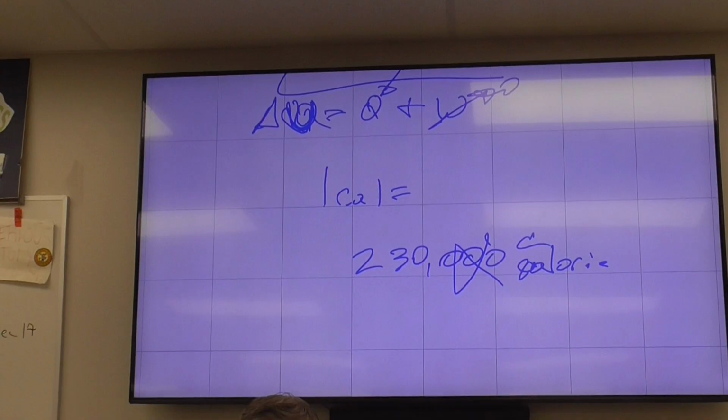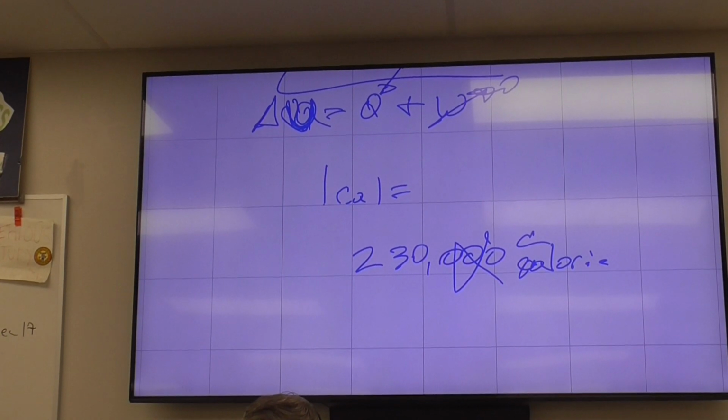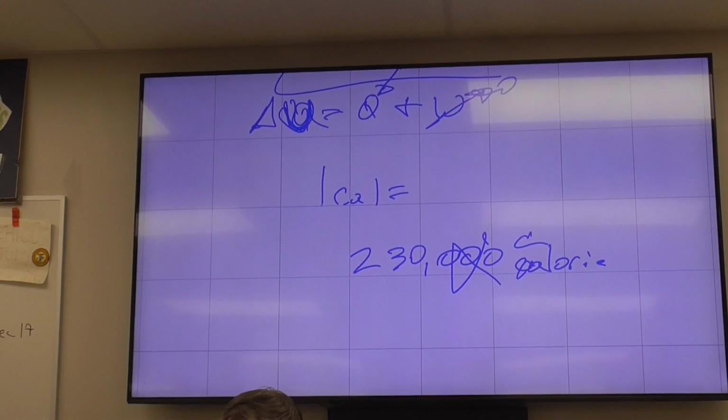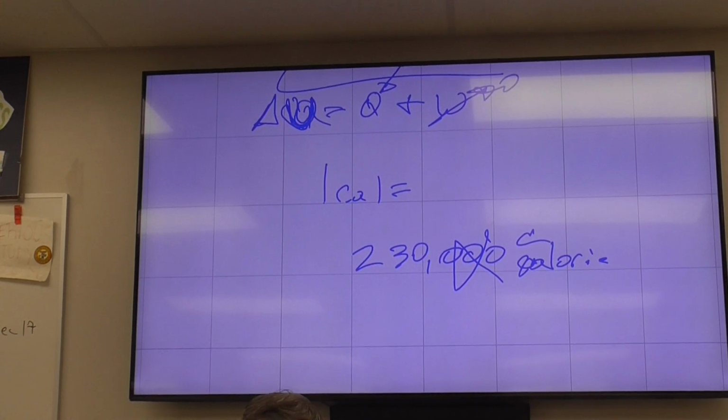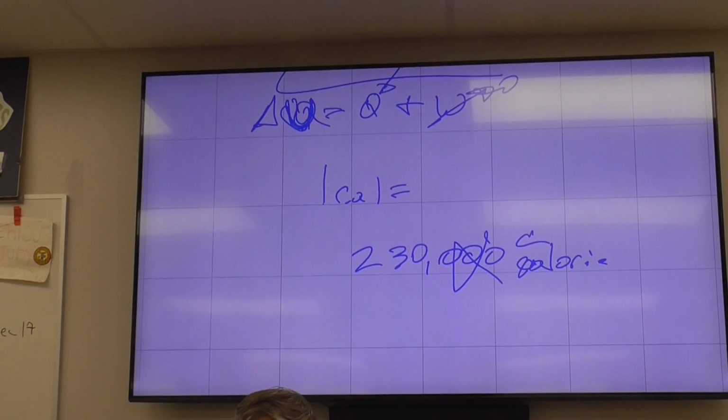When you get to question number 18, you need to use work equals nRT natural log VI over VF. That's how you're going to use that one. Okay, good luck. You're on your own.